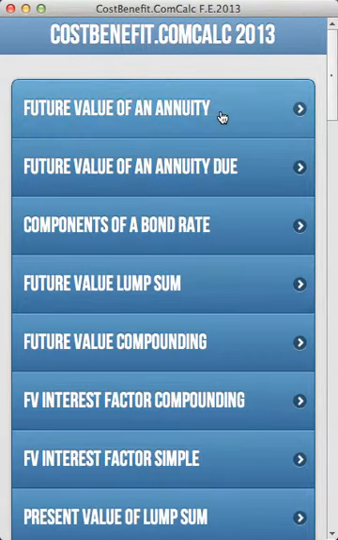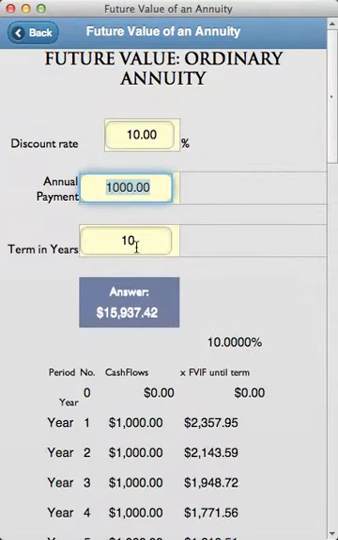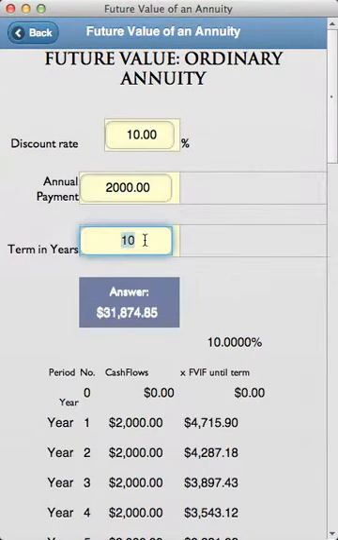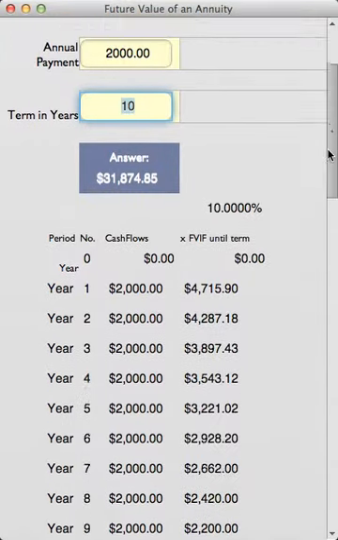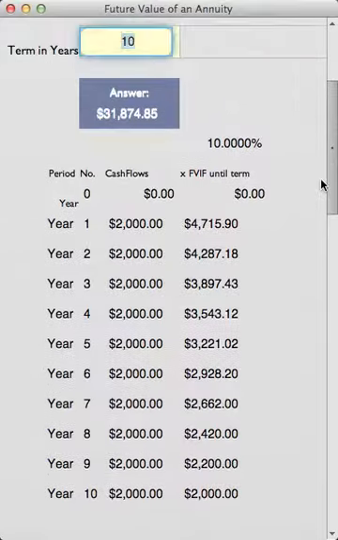A simple thing like a future value of an annuity, which starts this thing off. All you have to do is enter in your discount rate, let's say a 10% discount rate, an annual payment, let's say of $2,000, and a term in years. And notice you see all of the cash flows and what the future values of those cash flows are, starting at year one. If this $2,000 was invested for 10 years, it would be $4,715.90. And it does that for all of the cash flows, 10 years of cash flows.